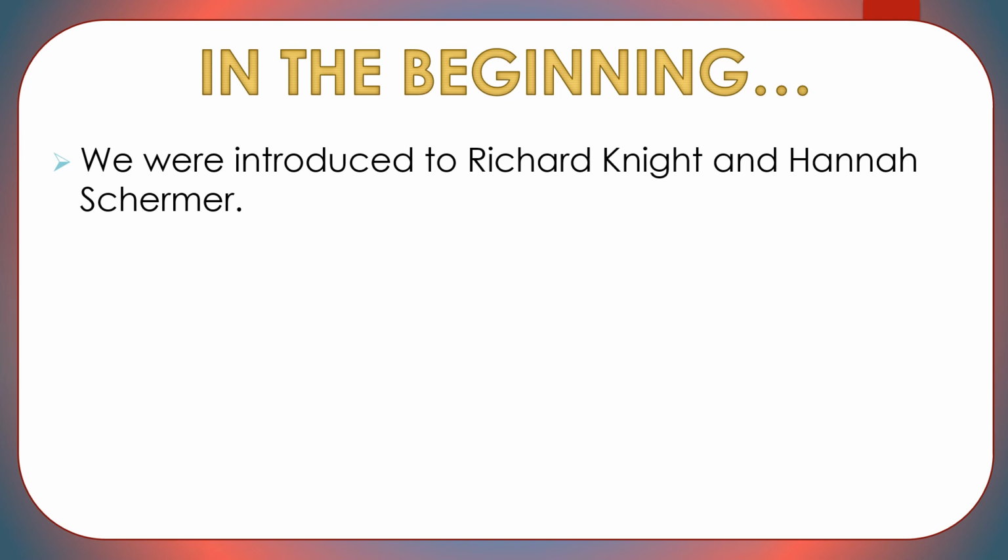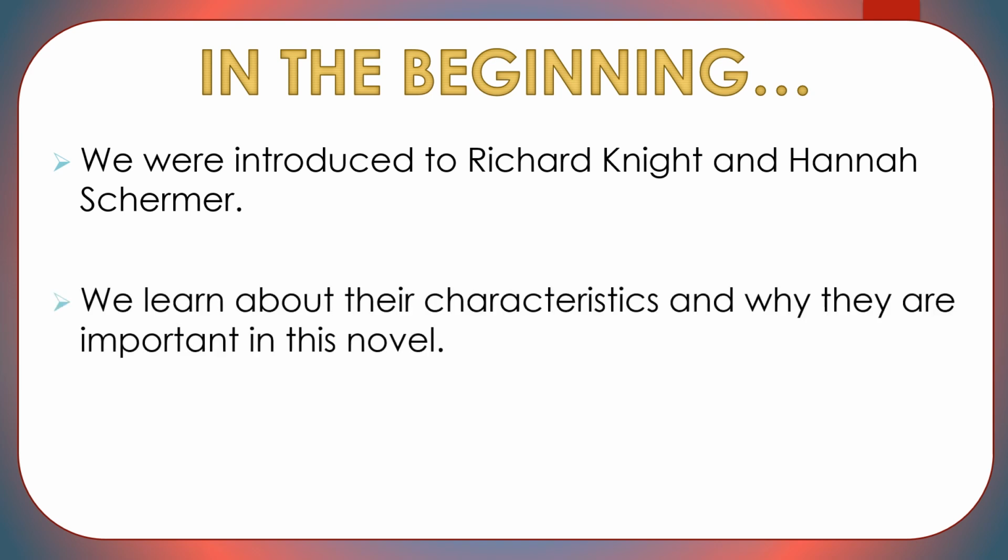Just like most stories, this novel first introduced the main characters at the start of the novel. So the first 2 chapters actually introduced us to the most important characters, which are Richard Knight and Hannah Shermer. Why is it important that the characters were first introduced in the first 2 chapters? We will see as we go through. And as we were introduced to these 2 characters, we learn their characteristics and why they are important in this novel, as I mentioned earlier.